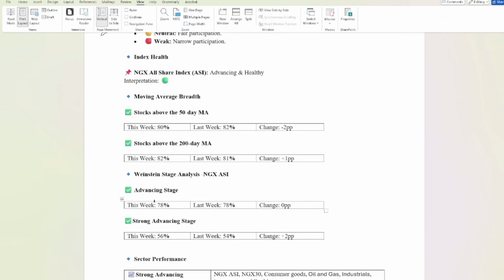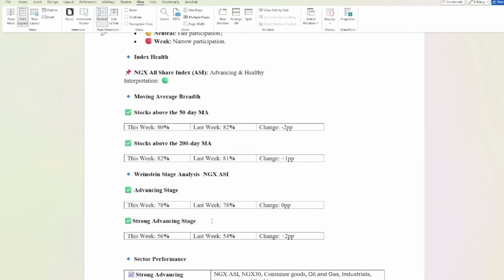Our statistics is showing us that 78% of stocks are trading in stage 2 advancing, which is similar to what we had the previous week. So that's why we have a flat week over week change. I mean, 78% is also an A, right? Let's be real. We don't have to be strict examiners or strict professors. So we're going to give this an A score.